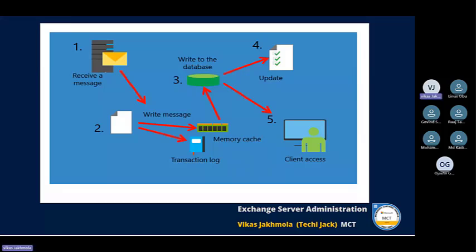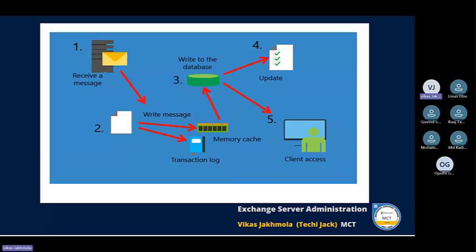And once everything is fine here, the mailbox server writes the transaction from the memory cache to the appropriate database in the third step. It receives the message, writes it to the transaction log and temporarily puts it into memory. Once everything is fine, like there is no power failure, it will proceed further and write it to the database.